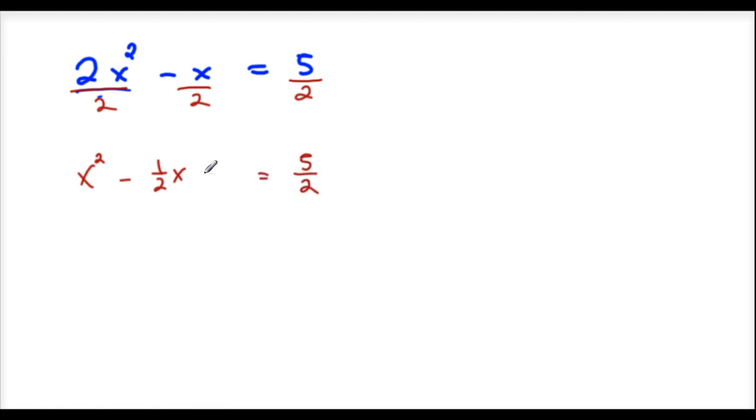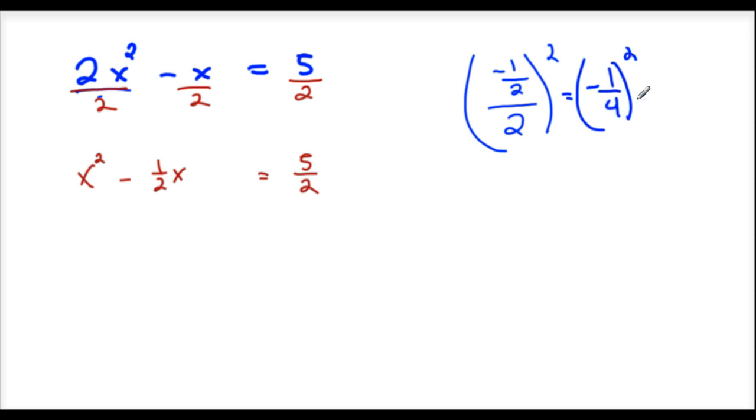I need my third term here to make this a perfect square. I'm going to take my middle term, divide it by 2, and then square it. So I get here what? Negative 1/2 divided by 2 is negative 1/4, squared is 1 over 16. So then this is going to become plus 1 over 16. I added 1 over 16 to one side. What I do to one side, I do to the other side. Add 1 over 16 to the other side.